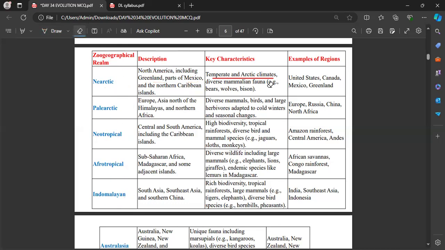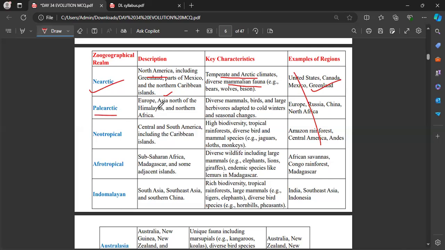First, the Nearctic, and here the parts covered under this realm are Northern America, Greenland, parts of Mexico, and the Northern Caribbean islands. Here the climate is temperate and Arctic. And here we can see the mammalian fauna, a diversity of mammals, in this particular realm. You don't need to read these examples. Don't worry about that.